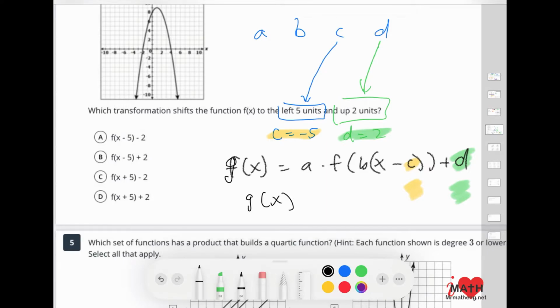G of x, I don't have an a value, so I don't need to write it. No b value. So I just have x minus, now pay attention, did you see how I have that minus sign is outside of the yellow there? So the c value is -5, and then d value was 2. So then if you just clean that up, you'll have f of x plus 5 plus 2, and that would be letter choice C. Whoops. I wanted to highlight it.